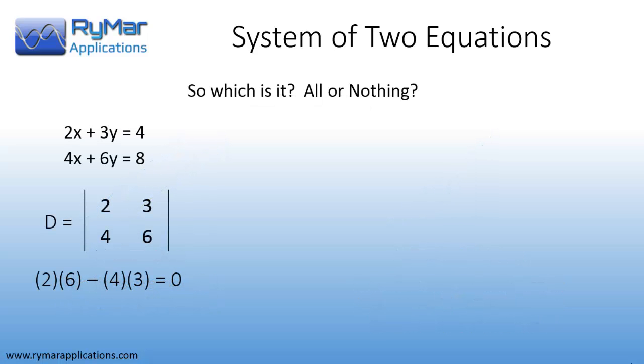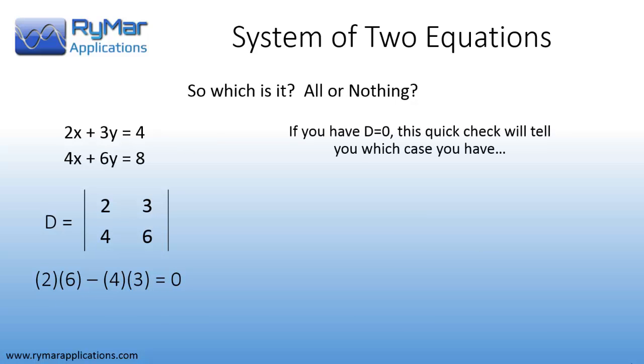All right, so then what do I have? Is it all or is it nothing? There's a quick check we can do here. If you get d equals 0 for determinant, what we can do to figure out what we've got is set up a couple of quick ratios. The 2 over 4 comes from the x coefficients, so we'll write that down. The 3 over 6 comes from the y's, and then the 4 over 8 comes from the constants.